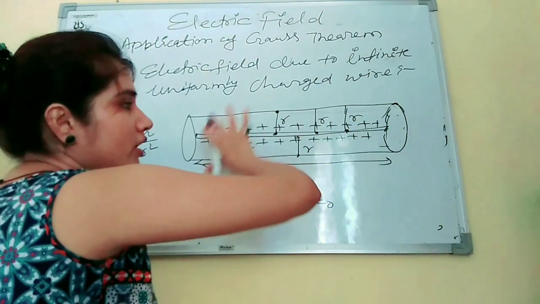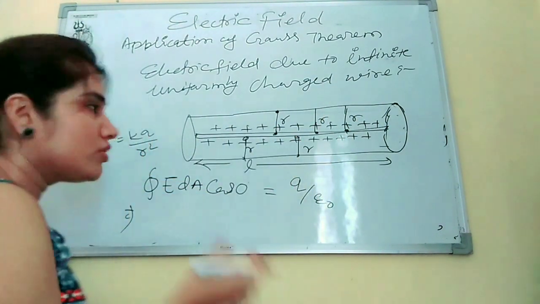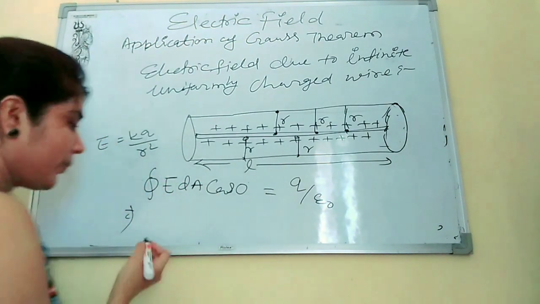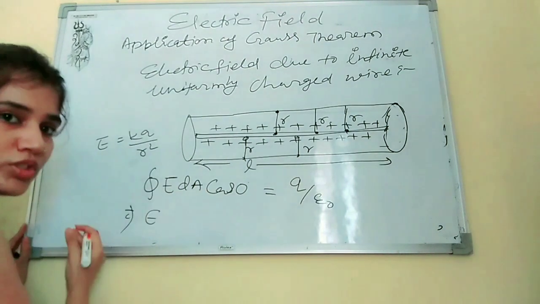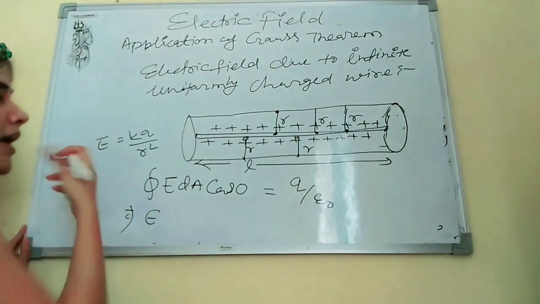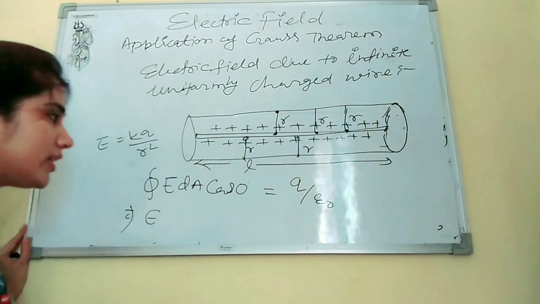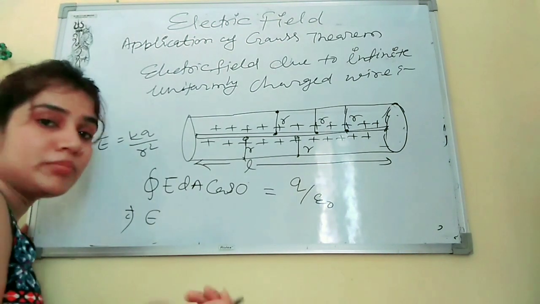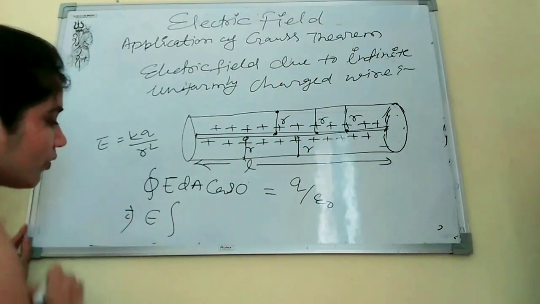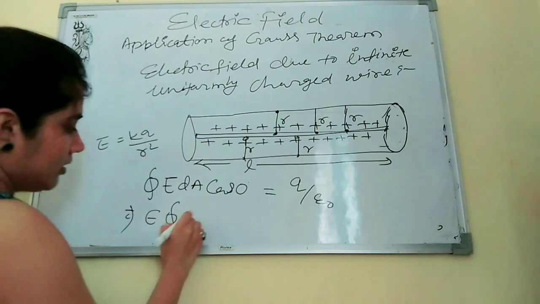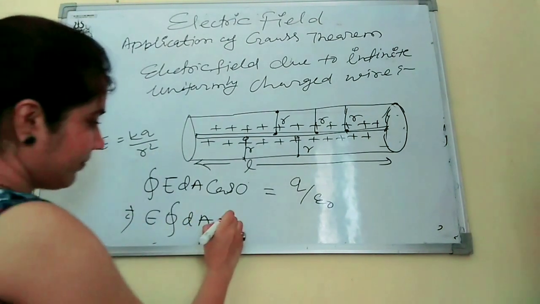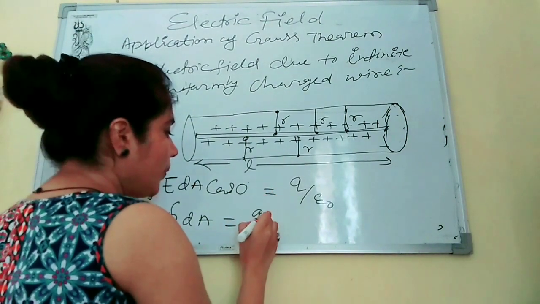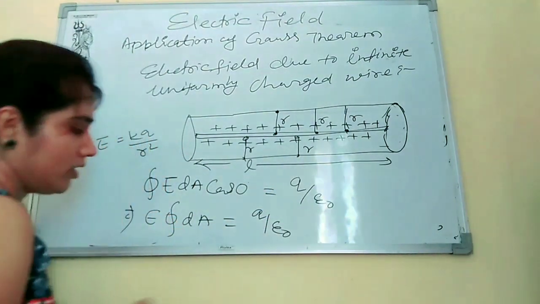Q is distributed on all the surface and it has the same magnitude, so we can take Q as a constant. Then E will come out. And K having a constant value, we know that it is 1 by 4 pi epsilon naught. Now what we will get is the integration of dA, in this Q by epsilon naught.